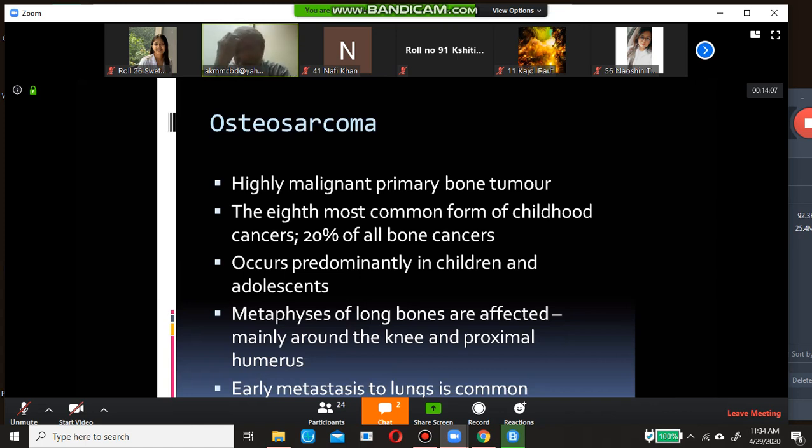Well, about osteosarcoma, that is one of the commonest primary tumors of the bone. It is the most common bone tumor in childhood, 20% of all malignant bone tumors. Predominantly children and adolescents are affected, the young age group between 8 and 20. The metaphysis of long bones is affected, commonest around the knee. And it is a very aggressive tumor, so early metastasis is common.